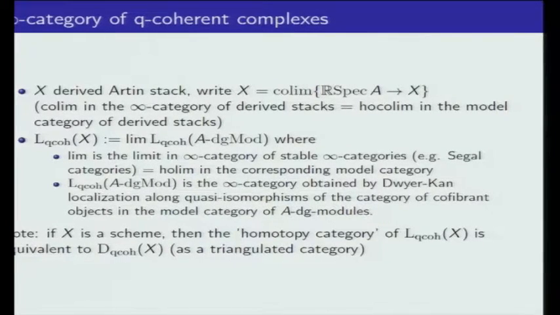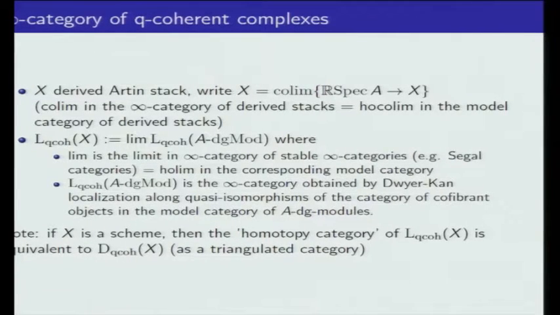So now we'll define the quasi-coherent complexes on a derived geometric stack, for example Artin. I have to leave what I said before, where I could do it using model categories. But now I cannot do this anymore because I have to take limits in the infinity category. So I'm forced to use infinity categories. So one way to define the DG category or infinity category of quasi-coherent sheaves on X is the following.